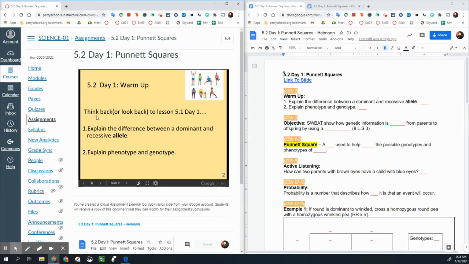Warm-up question. Think back or look back to lesson 5.1 day 1. Explain the difference between the dominant and recessive allele. Explain phenotype and genotype. So you can type your answer in over on the documents.